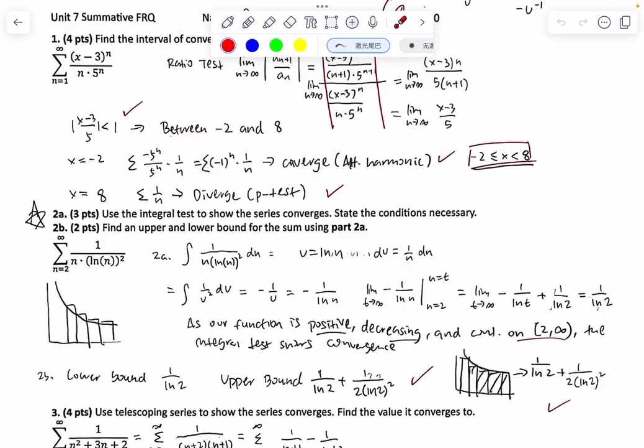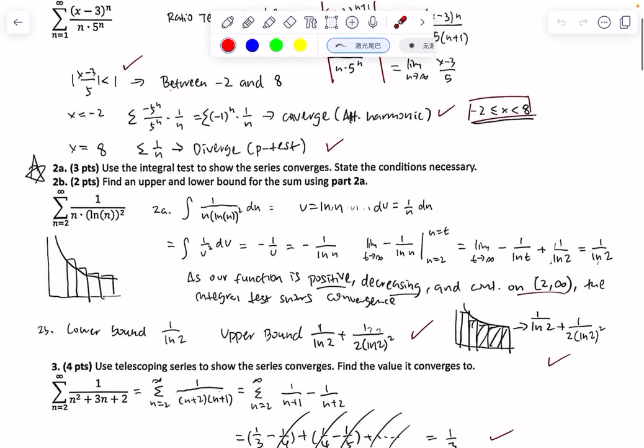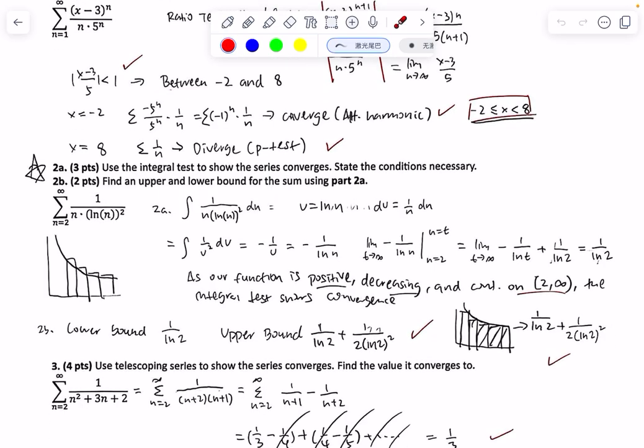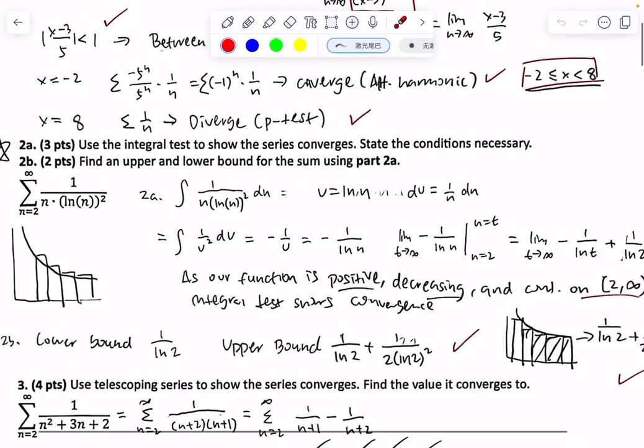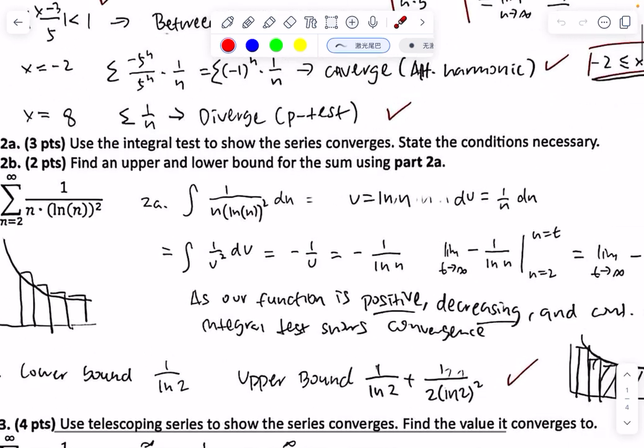Yeah, that's just question number 1. Question 2 is a tricky one, right? A lot of people missed it. And yeah, I think Willow went through it over class, so I'm just going to go through it again. So 2a, we use the integral test to show that the series converges.